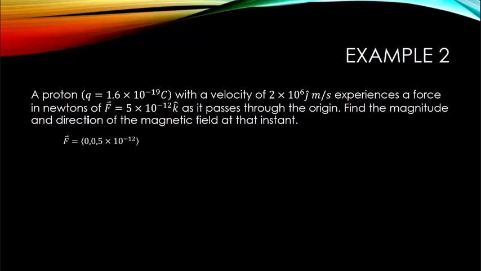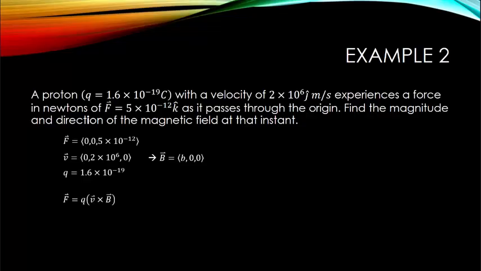The force in component form is written as 0, 0, 5 times 10 to the negative 12. And the velocity in component form is written as 0, 2 times 10 to the 6th, and 0. Notice that F is all in the k-hat direction, and V is all in the j-hat direction. This means that in order for F to be orthogonal to both V and B, the magnetic field B has to be a vector in the component form B, 0, 0. The charge Q is 1.6 times 10 to the negative 19th.